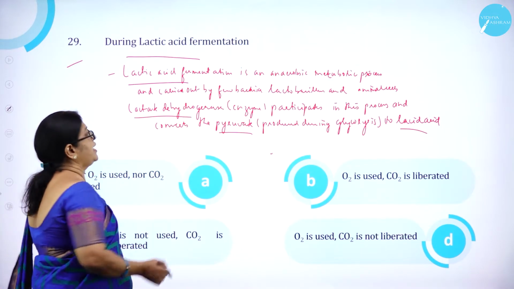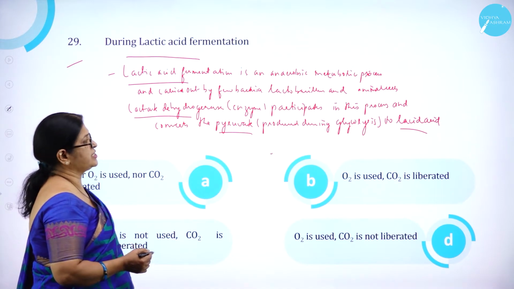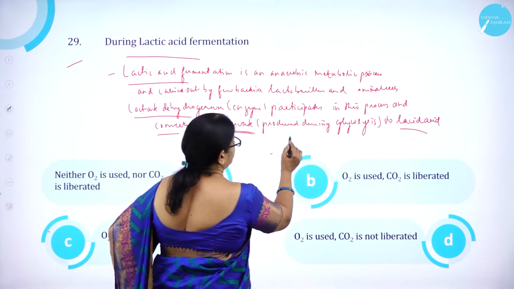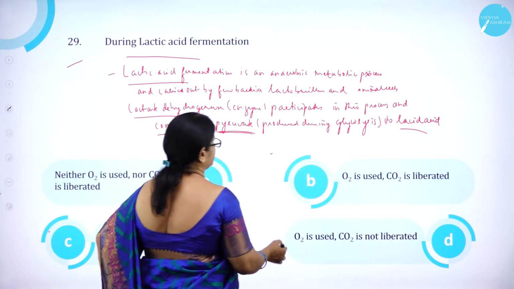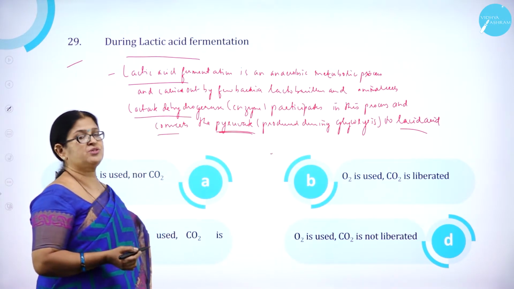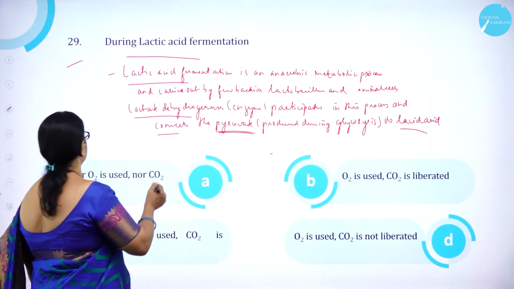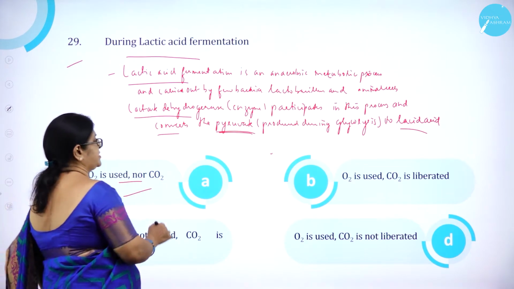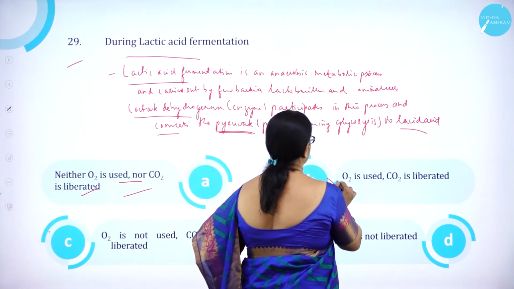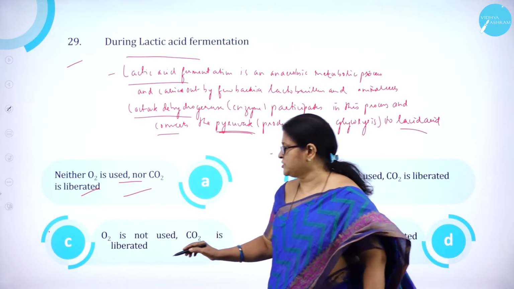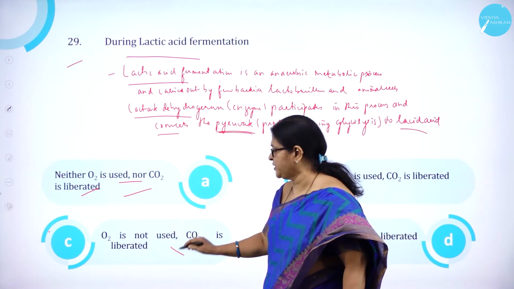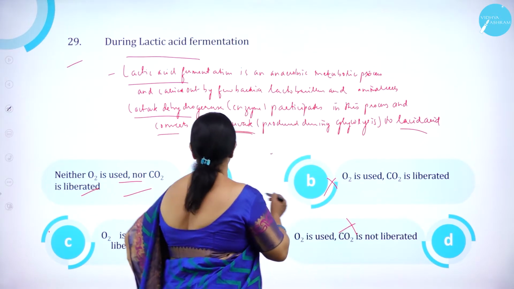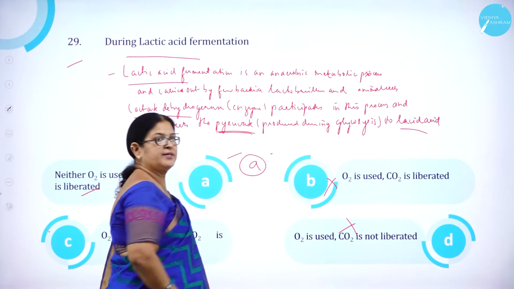An enzyme called lactate dehydrogenase participates in this process and converts the pyruvate produced during glycolysis into lactic acid. So, here neither O2 is used nor CO2 is produced. So, option A, neither O2 is used nor CO2 is liberated, is correct. Option B, O2 is used, CO2 is liberated, is wrong. And option C, O2 is not used, CO2 is liberated, is wrong. And option D, O2 is used, CO2 is released, is wrong. So, option A is correct.